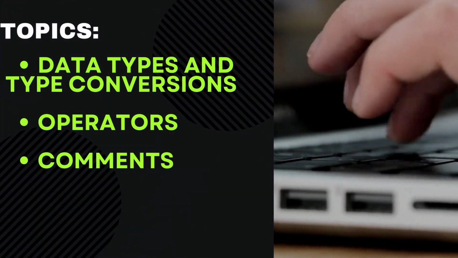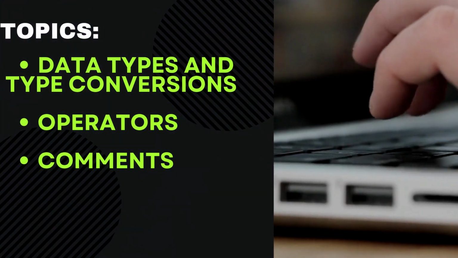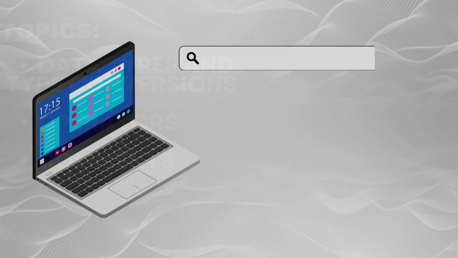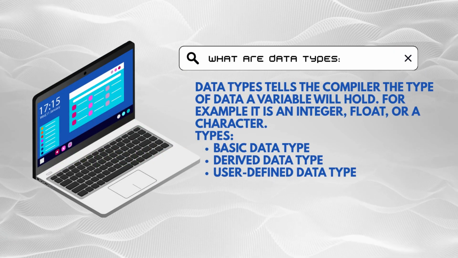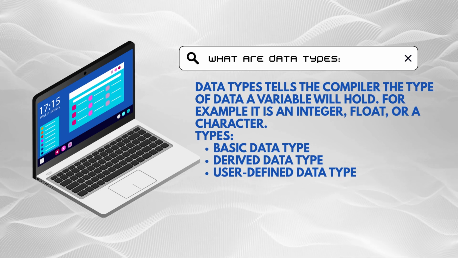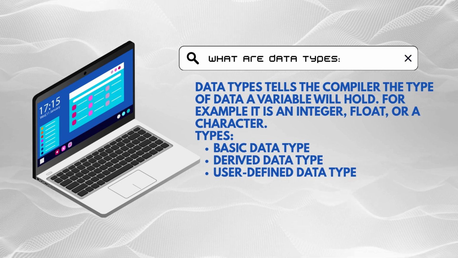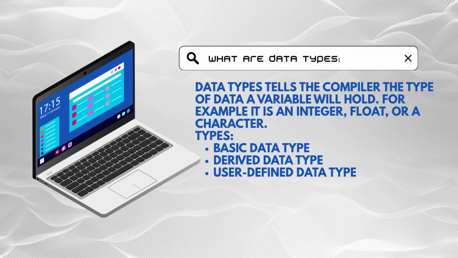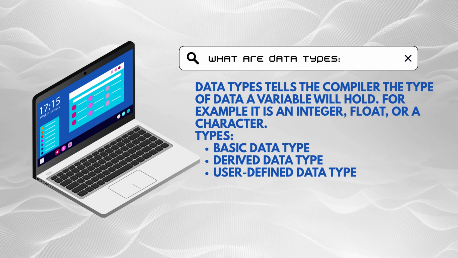In today's class, we are going to explain about data types and type conversions in C programming. What are data types in C programming? In C, a data type tells the compiler which type of data a variable will hold. For example, integer, float, character. It tells which type of data it contains.